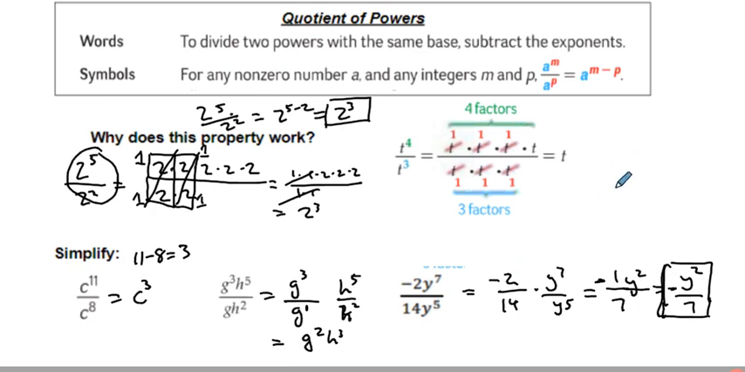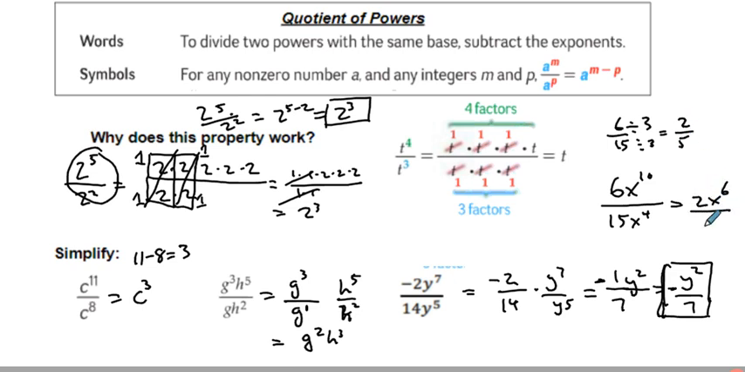Like, if you have another example, let's say you have 6x to the 10th over 15x to the 4th. Well, your x's are going to give you x to the 6th power because you do 10 minus 4. And then 6/15ths, you just remember, how do I simplify that? Well, the largest thing that goes into both of them is 3, and so that would give you 2/5. And so your 2 would go up on top with your x to the 6th, and then your 5 would go on the bottom.